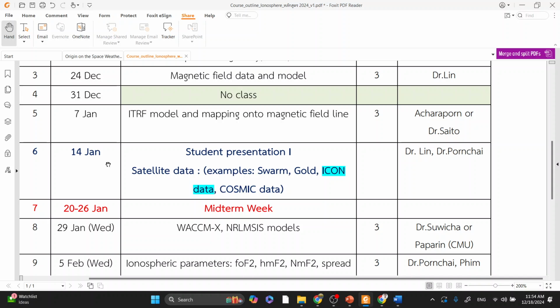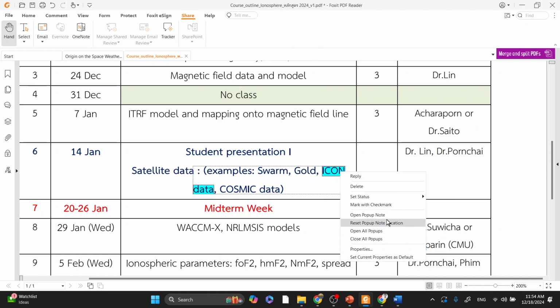I don't know. Maybe there are some other satellites as well that you can. Why do I highlight this? I have no idea. Did I highlight this now? Okay. Okay, just click it, right?